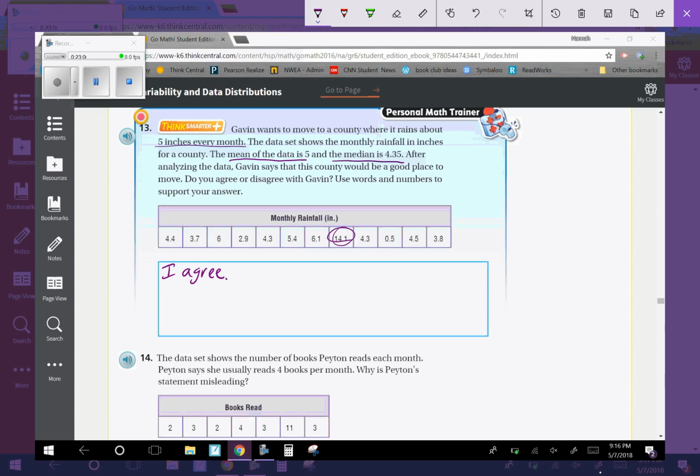this month helps equal out all these ones that are less. But if we look at the median, the median is still less than, okay? But he wants where it rains about that much every month. So we want to find the mean of it, averaging it all out instead of putting it in order and finding the middle.